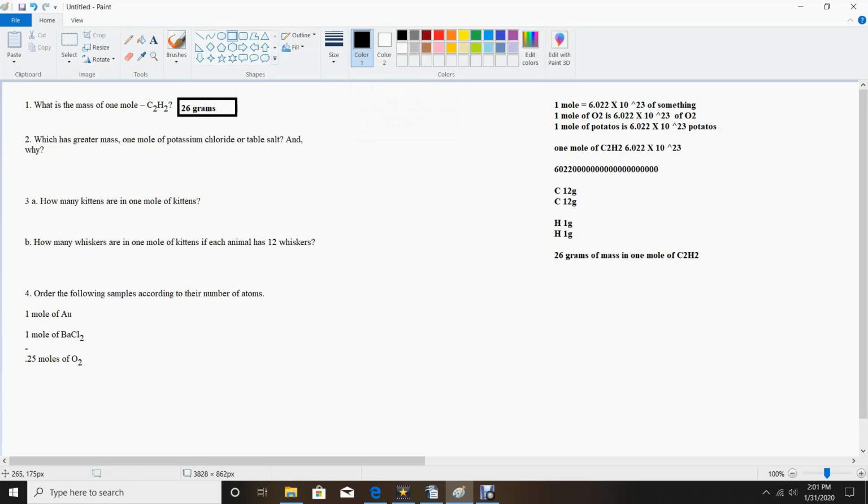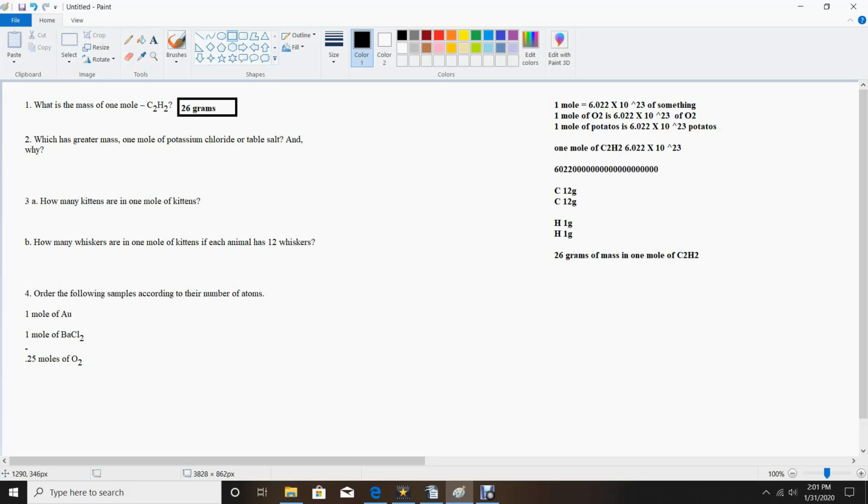Now our next question, which has the greater mass, 1 mole of potassium chloride or 1 mole of table salt, and why? Now this requires some critical thinking. Okay, what is potassium chloride? Well, we've learned the naming convention, but there's another way you might get there, and that's simply that there's a term in common use, sodium chloride, which is table salt.